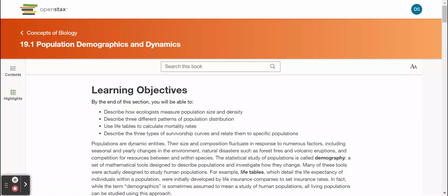Section 19.1, Population Demographics and Dynamics. By the end of this section, you will be able to describe how ecologists measure population size and density, describe 3 different patterns of population distribution, use life tables to calculate mortality rates, and describe the 3 types of survivorship curves and relate them to specific populations.